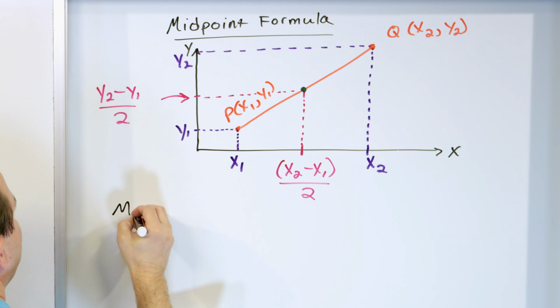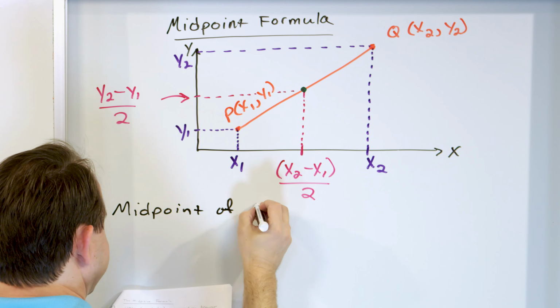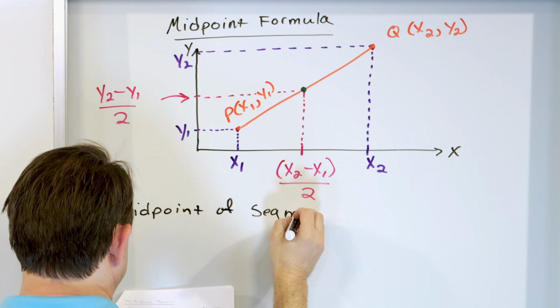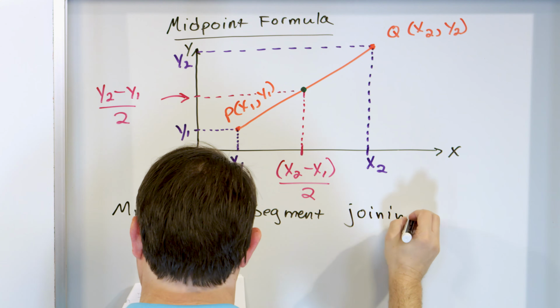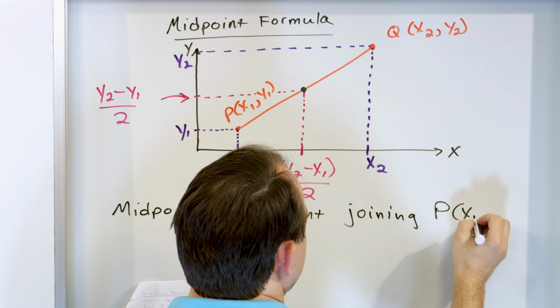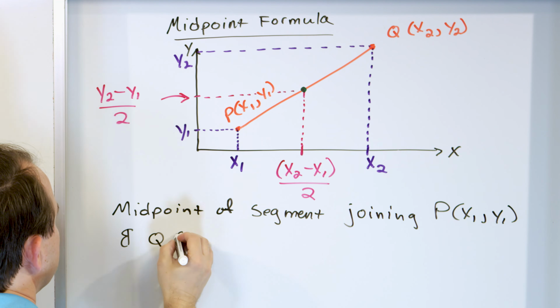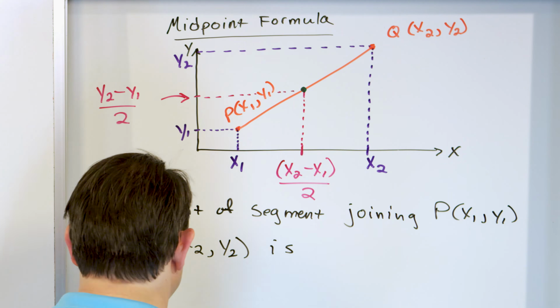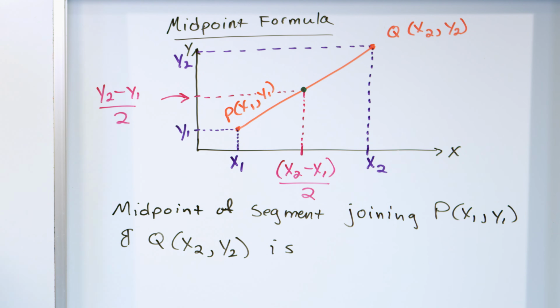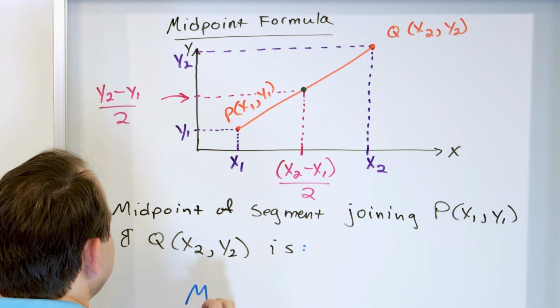So the midpoint of the segment joining P located at x1, y1 and Q located at x2, y2 is, this is the way it's written in the textbook, and it's really confusing the way it's written a lot of times, but this is the way it's usually written. M represents the midpoint.